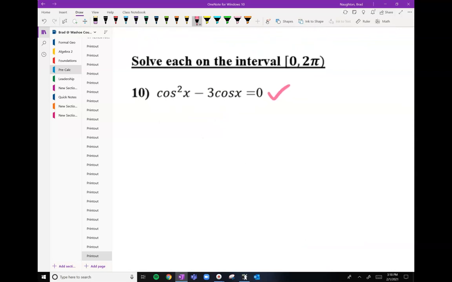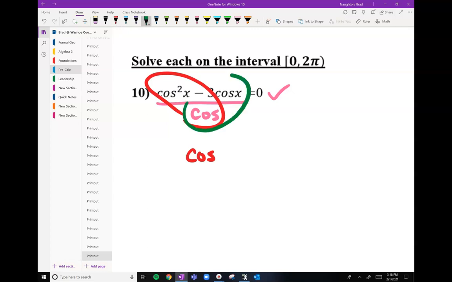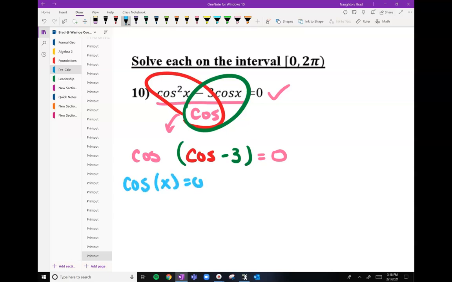Since they both have a cosine, we're going to divide out by our cosine. If I do this division, cosine divided by cosine is just going to be a cosine. And then this division over here, the cosines will cancel, and I'll just have a minus 3. The GCF always has to go in front, so don't forget that. So I have cosine and then cosine minus 3, and that's equal to 0. So now we'll do them individually. Cosine of x is equal to 0, and cosine of x minus 3 is equal to 0.